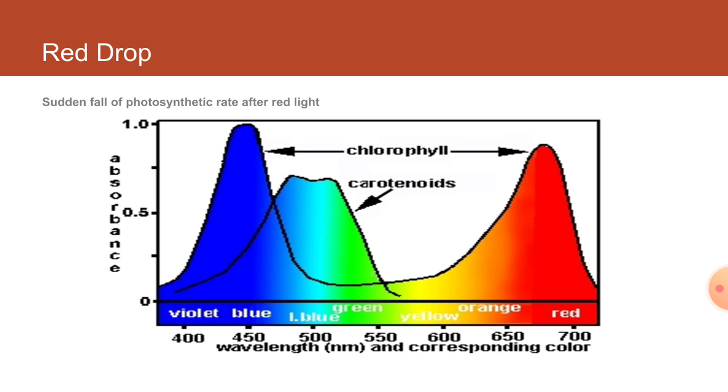After red region or red light, that is after 700 nanometers, what would happen to the plants? We can see a sudden fall in the photosynthetic rate after red light. This is called red drop. So up to red region, the rate has gone to peaks. Then when it crosses the 700 nanometer, that is red region, when it enters into the far red region, the rate of photosynthesis is suddenly dropped. The sudden fall, a sudden drop of photosynthesis after red light or at far red region is called red drop.